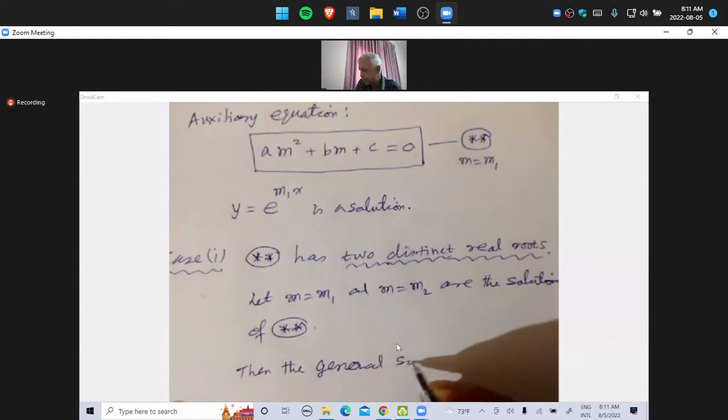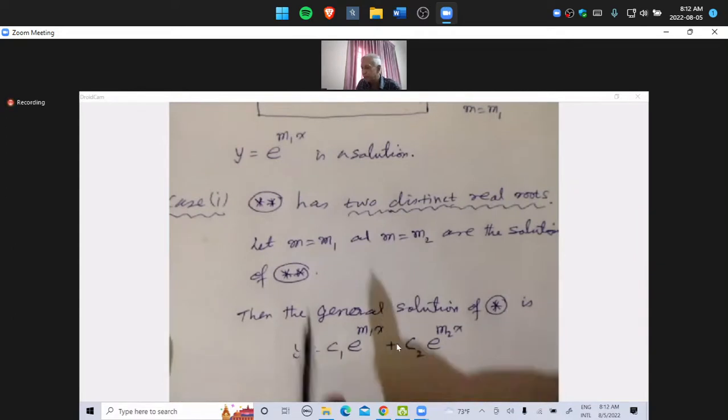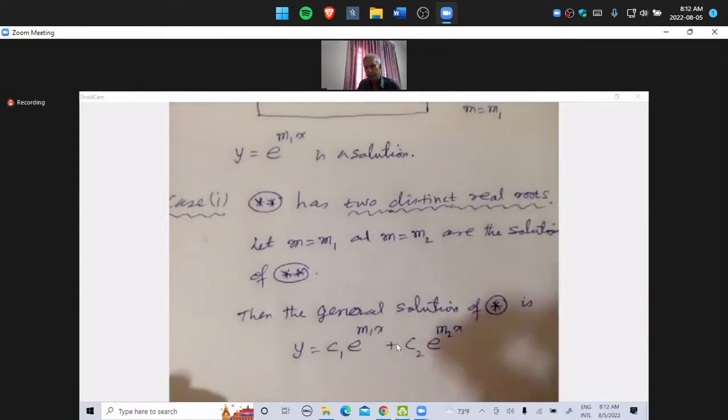General solution, and the general solution of star, meaning the differential equation, is y equals c1 e to the m1x plus c2 e to the m2x. So nothing, I mean, it's just solving a quadratic equation. To solve the differential equation, we write the auxiliary equation and check the cases, find the roots.